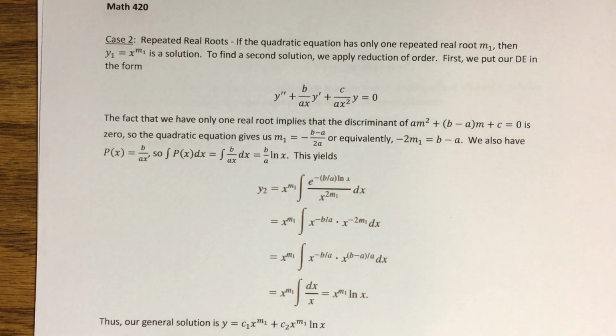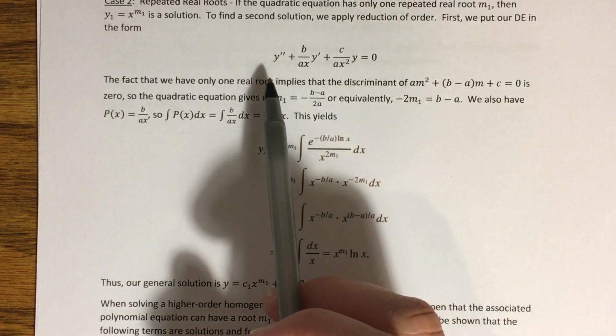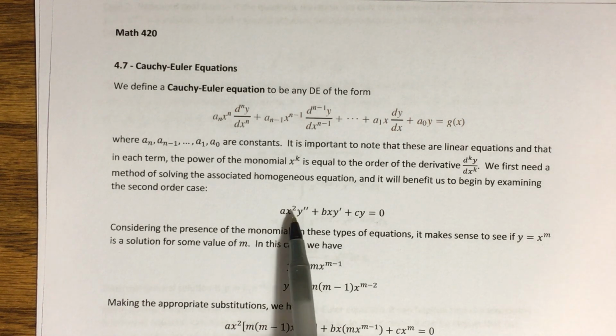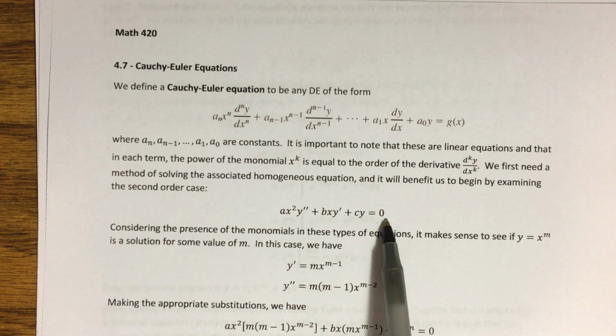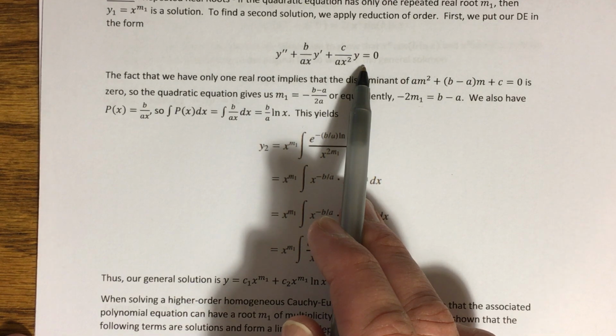Back in 4.2, we showed that we can get a second solution using reduction of order. So that's our next goal. We want to use reduction of order. In order to use reduction of order, however, the DE that we were starting with, which is this guy right here, has to have a leading coefficient of 1. That y double prime term has to have a coefficient of 1, which means I need to divide everything by ax squared. This is what that would look like if I did that.